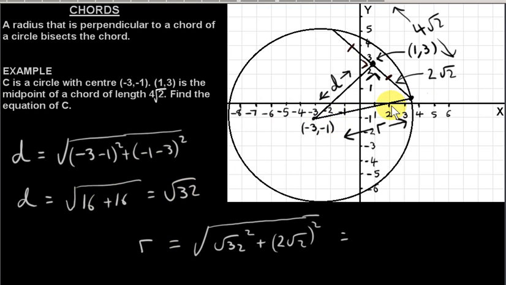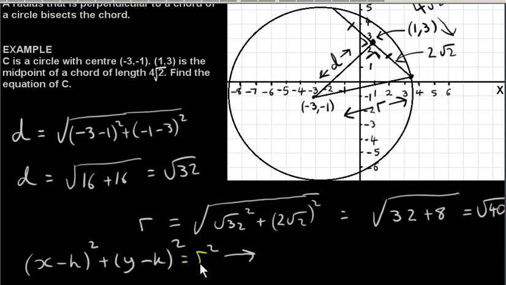So to find R, we just apply Pythagoras to this right angle triangle. So the hypotenuse R is the square root of the sum of the squares of the 2 shorter sides. So D is root 32 and this side is 2 root 2. Root 32 squared is 32. 2 root 2 squared is the same as 4 times 2, which is 8. So R is the square root of 40.